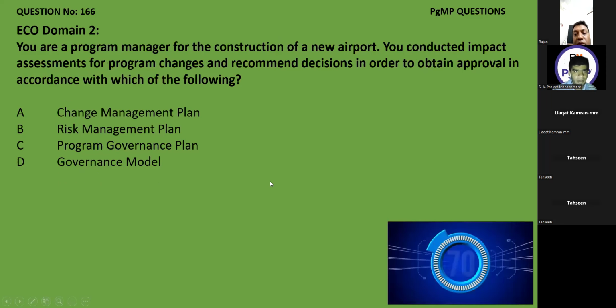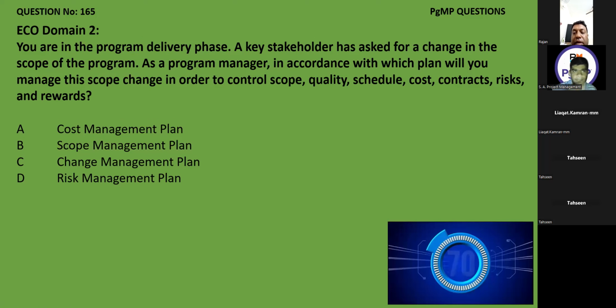Okay. So, for example, if they have not included the other parameters and only mention scope, would the answer be just the scope management plan? No. Say for example, they ask: as a program manager, in accordance with which plan will you manage the scope change? Again the answer will be the change management plan. Whatever the type of change, we have to manage it as per the change management plan.